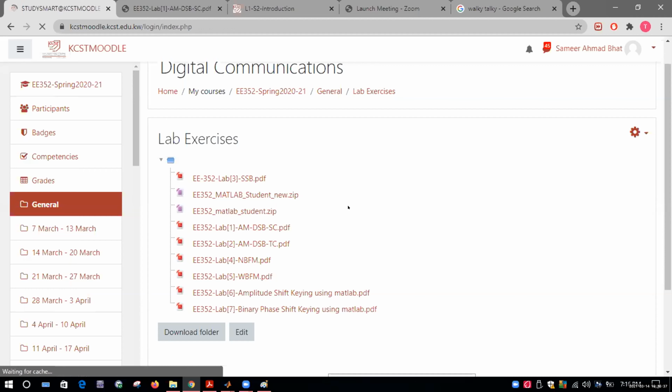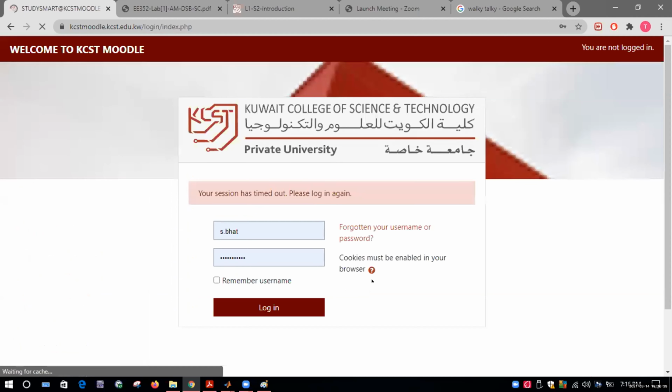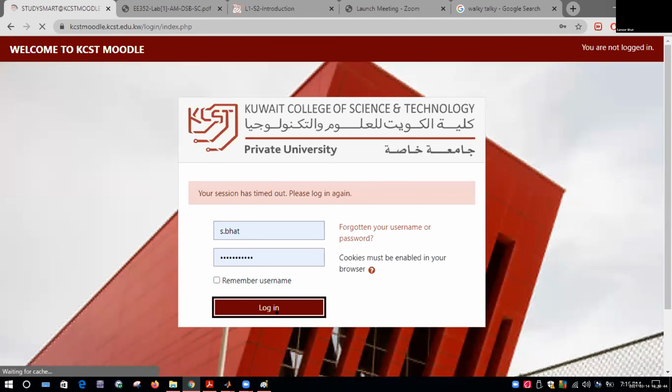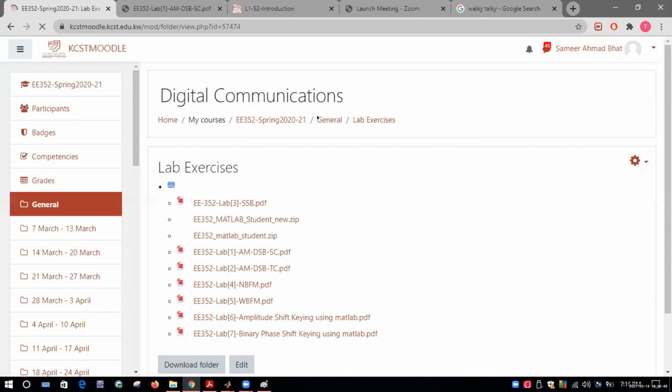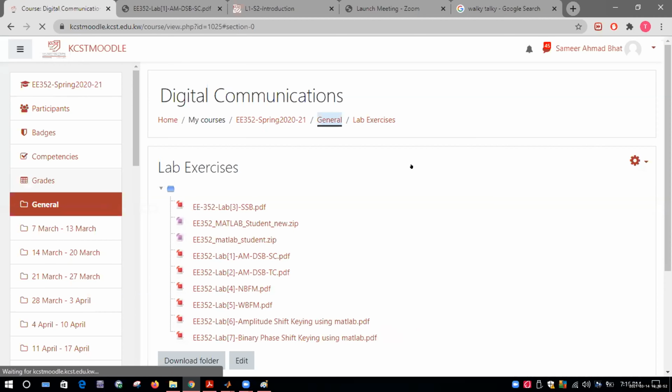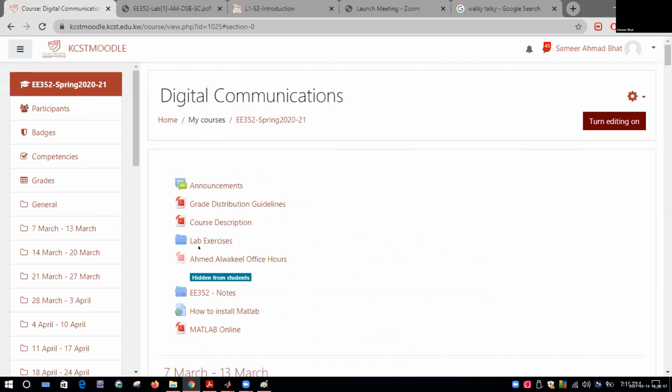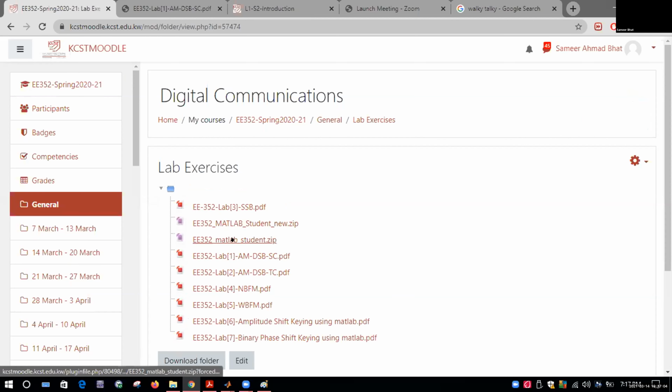Ahmed, can you see my screen? Yes. Okay, one minute. I will show you where it is. Okay, here go to the digital community folder, then you have this folder here, lab exercises. Click on it. Yes, I installed this one we need, not this one. Okay, that's great. I show you now.